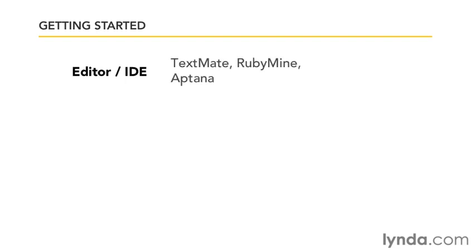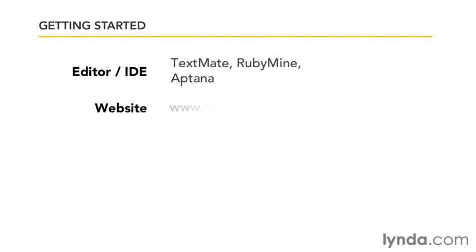And if you're interested, what do you need? Well, not really a lot. If you're working on a Mac, you already have the Ruby interpreter there. There are several different editors that you might use. TextMate and RubyMine on the Mac. Aptana is cross-platform. There are quite a few that have Ruby support.